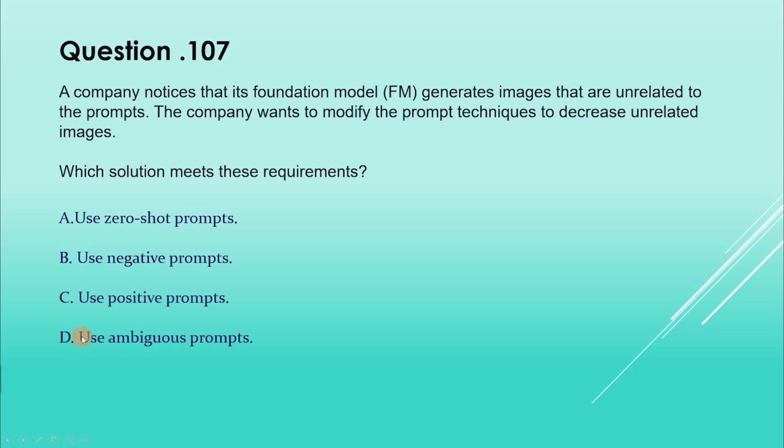And I hope this one was quite easy for you, and the correct answer here will be option B, use negative prompts. Because by using negative prompts, the company can reduce the generation of unrelated images by specifying what should not be included in the output, leading to more accurate and relevant image generation based on the given prompt. Because by using the negative prompt, you can specify that this should not be there in the output. So option B is correct here.